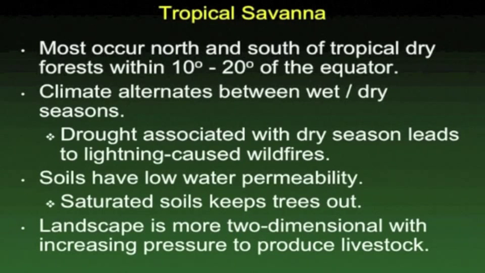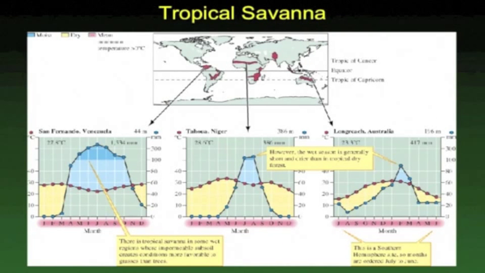And then we move to the tropical savanna. This is an area that has fewer trees and a little less rain. It's a little further north and south of the equator. And we can see when we look at the diagrams here that a portion of the year is really not conducive to plant growth.